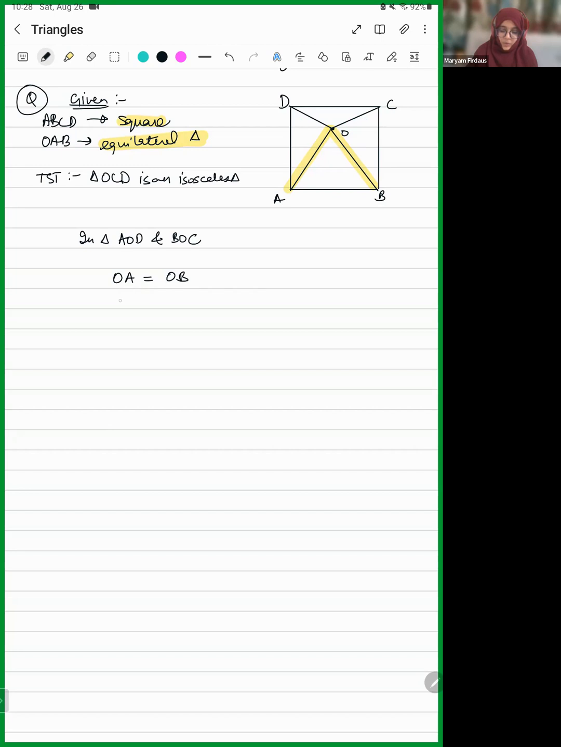OC is equal to OD. Since it's an isosceles triangle, you have to show that it's an isosceles triangle.